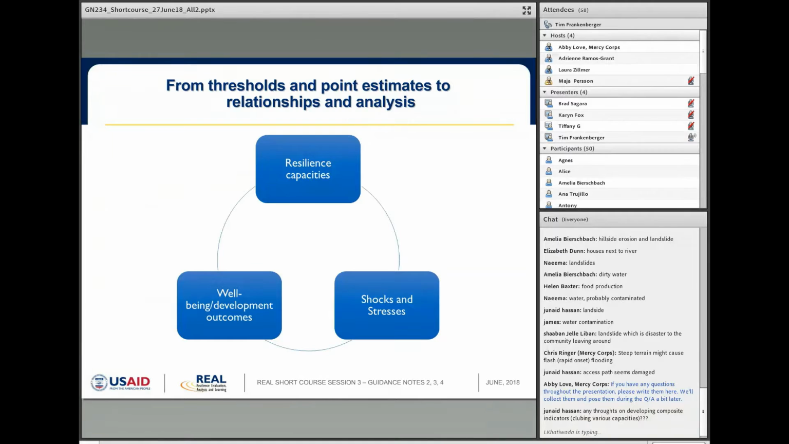So again, just to re-emphasize, we're looking at these shocks and stresses, both objectively and subjectively, in relationship to these capacities and how these capacities help influence or reduce the effect of these shocks and stresses on these well-being development outcomes.